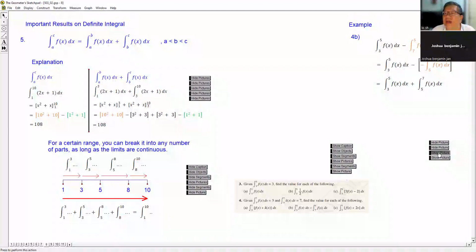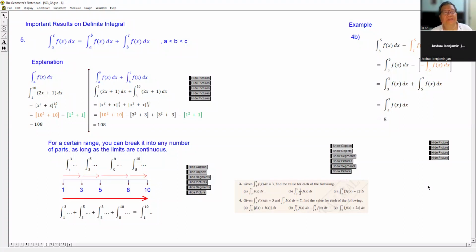If that is the case, since these limits are continuous, I can just say these two definite integrals are the same as integrating from 3 to 7. And integrating from 3 to 7 is given here. Integrate 3 to 7, the answer is 5.